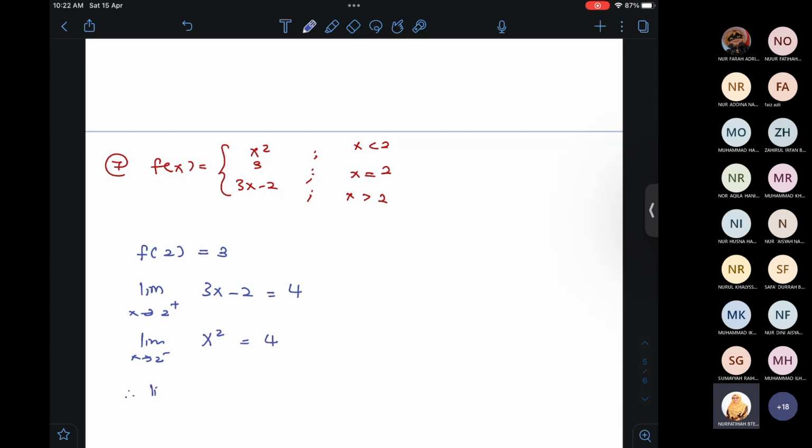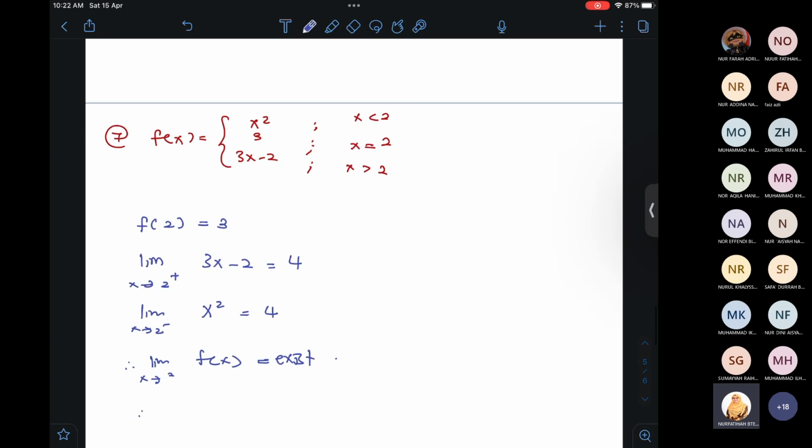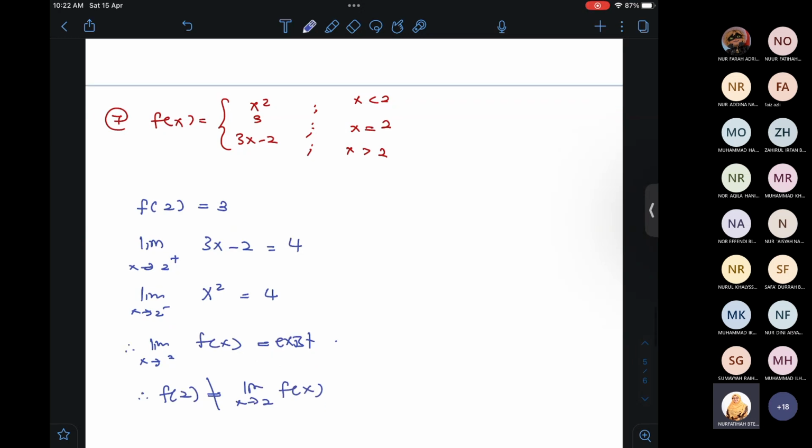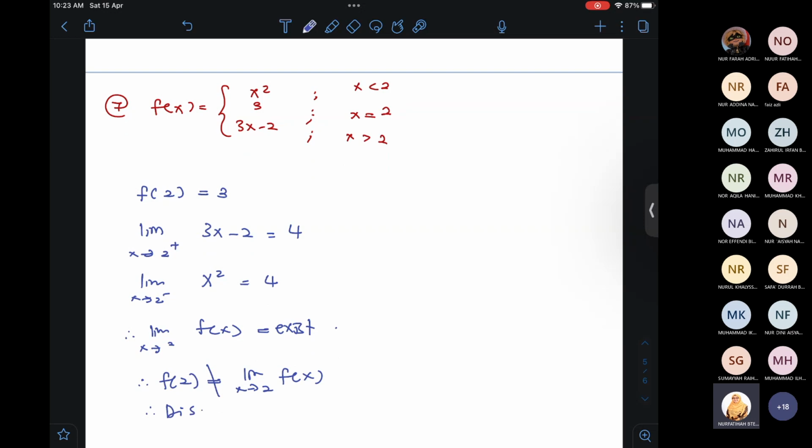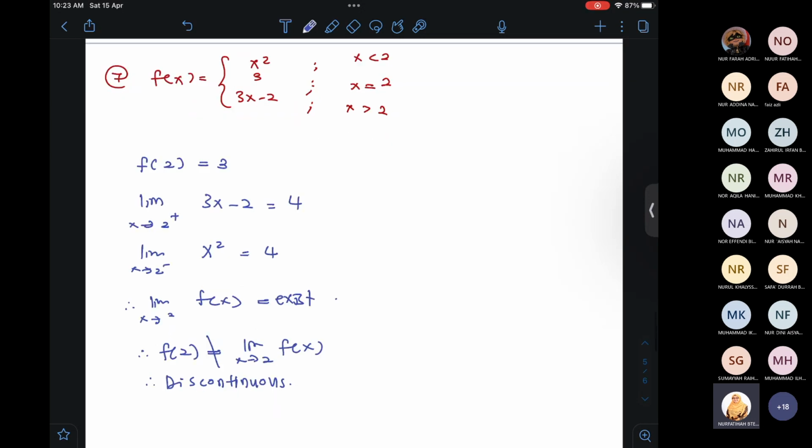Does the limit exist or not? Exist. Okay, the limit exists for f(x). But it is not continuous. f(2) is not equal to the limit as x approaches 2 of f(x). So this is discontinuous. So this is for number 7. I hope everybody got the answer. Now let's go to the last one, number 20.